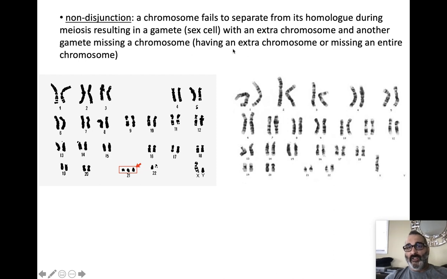So non-disjunction, an organism will have basically the sex cells will have an extra chromosome or they'll be missing a chromosome. If you look over here, this individual's chromosomes, they only have one sex chromosome. They only have an X. By definition, they are female. To be male, you have to have a Y. This person would look like a female, and you would not know that if they were sitting next to you. You would not think anything of them because they're missing that extra chromosome. They would have some health impairments, yes, but you would not know by looking at them that they have a chromosomal abnormality like this.